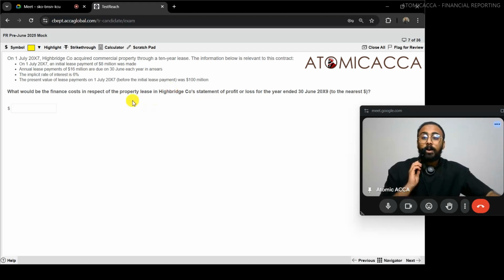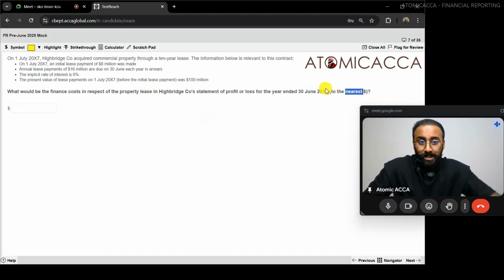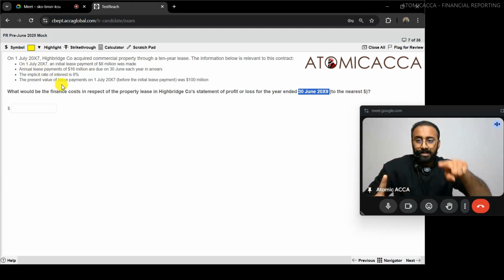Question number 7. What would be the finance cost in respect of the property lease in Highbridge SOPL for the year ending 30th June X9 to the nearest dollar? To the nearest dollar, so we'll have to write without decimals. This is a lease question, so IFRS 16 it is, and we have to tell about the finance cost. On 1st July X7, when was the year ending? 30th June X9. 1st July X7 to 30th June X8, 30th June X9. So this is like a 2-year timeline we have, and in the second year they need the finance cost.